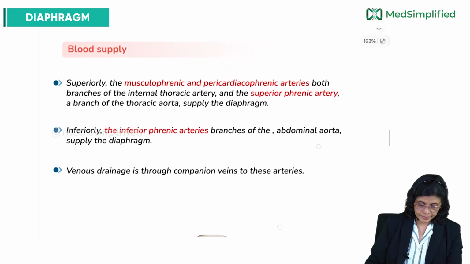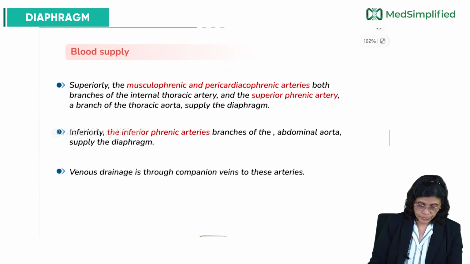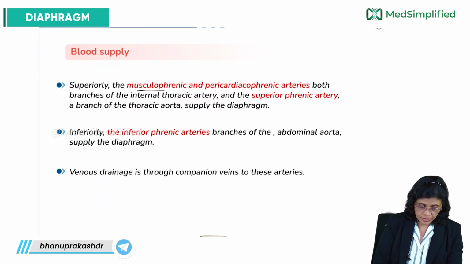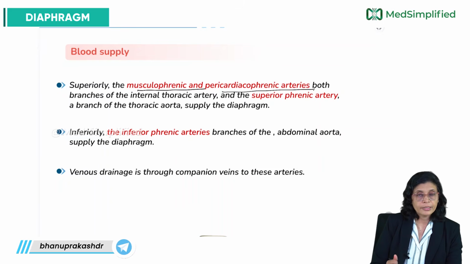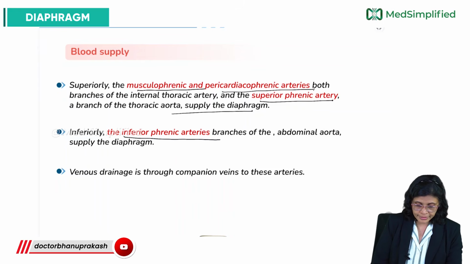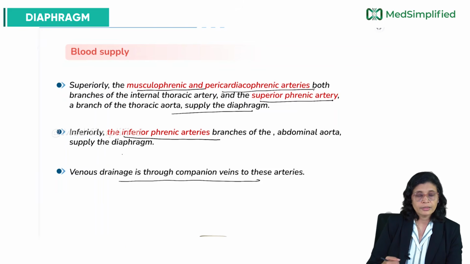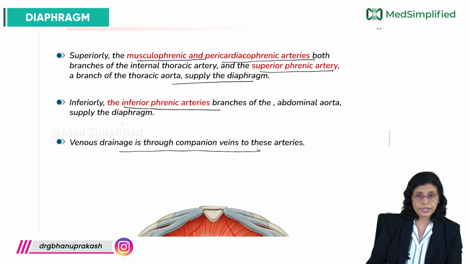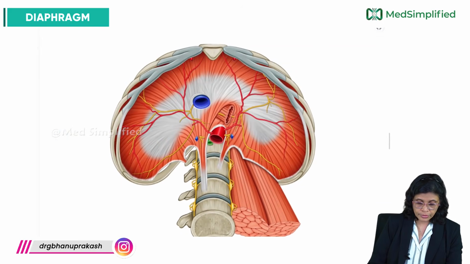The blood supply here, okay, so superiorly, the upper part we have the musculophrenic and the pericardiophrenic arteries, which are both branches of the internal thoracic artery, and the superior phrenic artery, a branch of the thoracic aorta, which will supply the diaphragm. Okay, so that is from the upper part. Inferiorly, the inferior phrenic arteries, which are the branches of the abdominal aorta, will be supplying the diaphragm. And venous drainage is through the corresponding veins, okay, which accompany these arteries. So that's how the entire diaphragm is supplied.